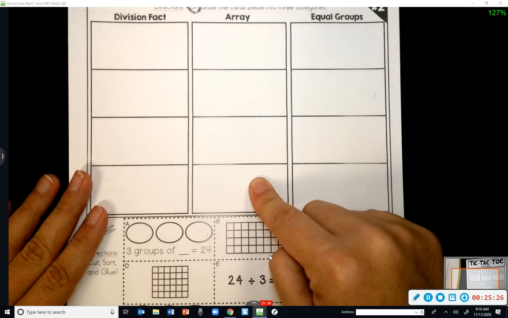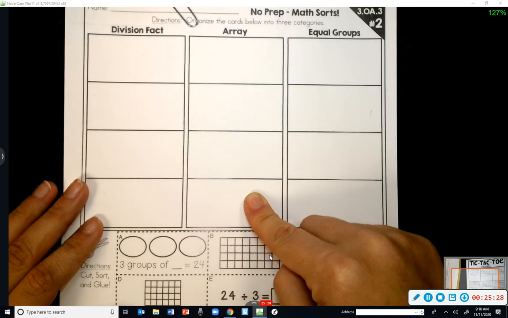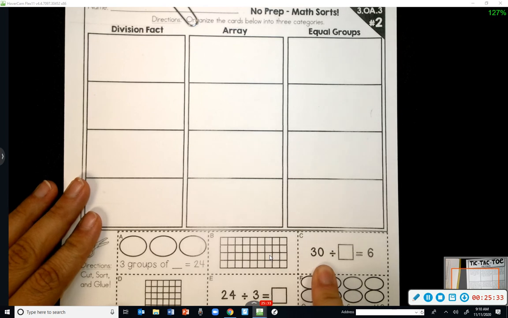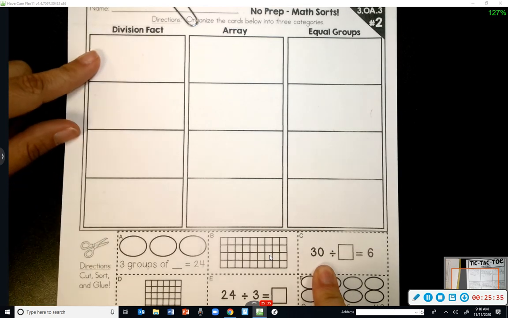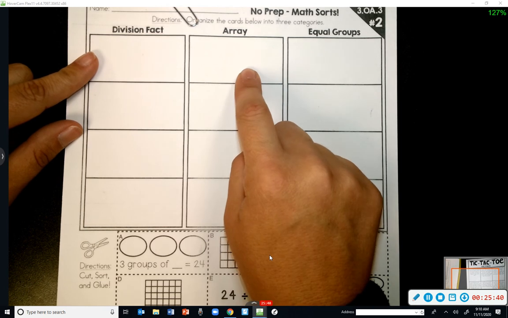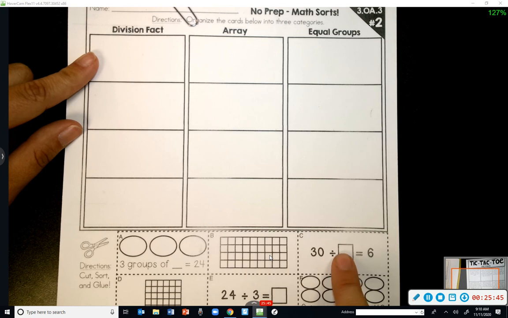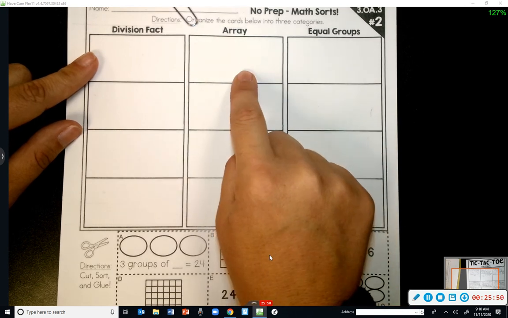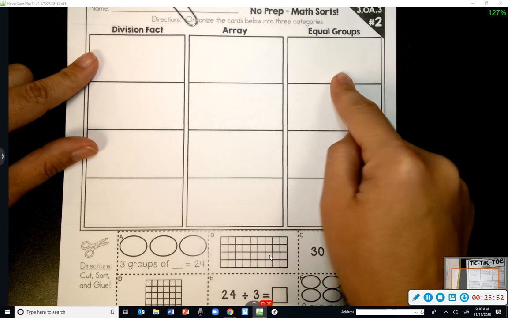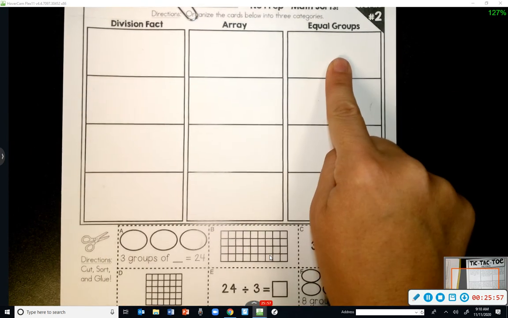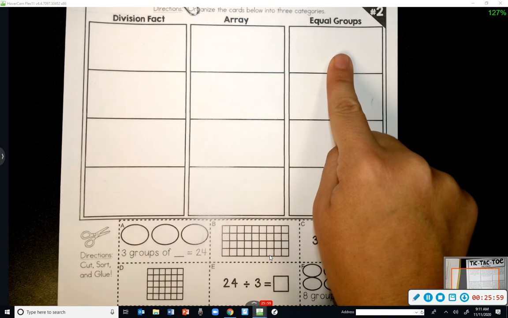This one should have the array that matches it. You don't just glue them all down in any order. So if I put 30 divided by 6 in this box, then the array that matches it needs to go next to it. Does that make sense? Yeah. Okay, so if I'm doing 30 divided by what equals 6, then the array here needs to go with that problem. Same thing for the equal groups. If I put 30 divided by 6 here, then I need to have a groups problem that represents that.